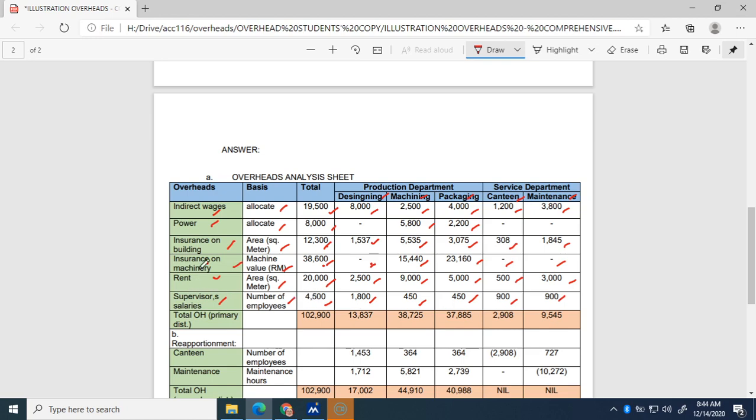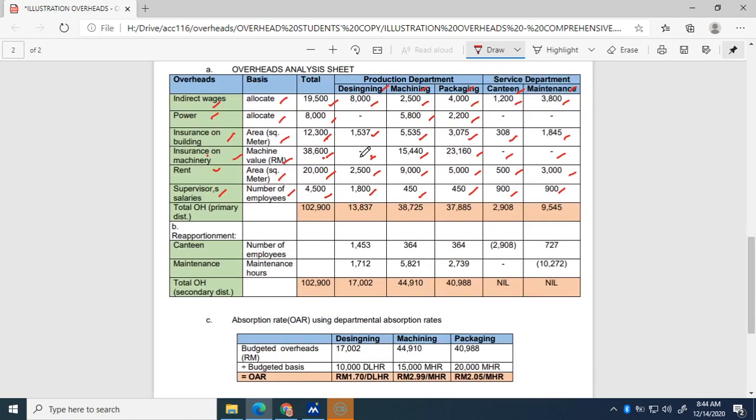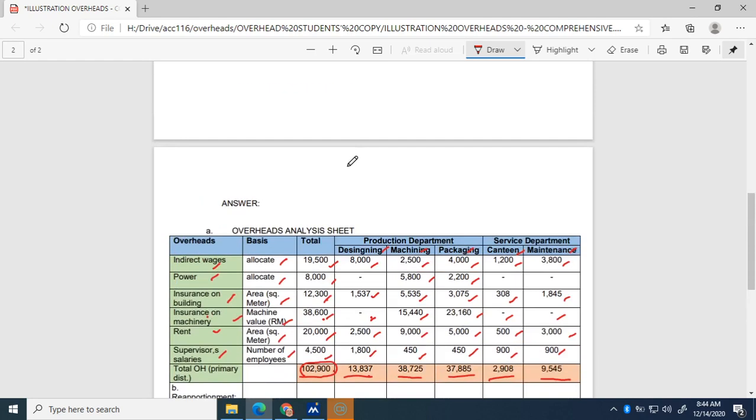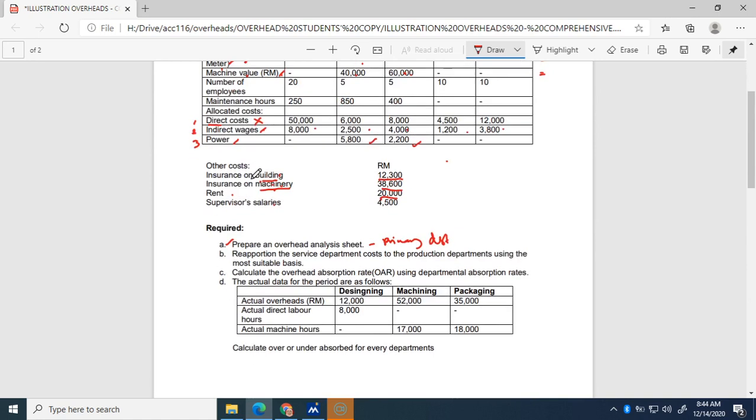So finish primary distribution. Okay, total up the overhead for all the departments. So you get here total for designing, total for machining, total for packaging, total for canteen, and total for maintenance. So total up, you get the total of all the overhead cost. This is the total overhead cost, 102,900 ringgit. Okay, so we finish A, primary distribution.